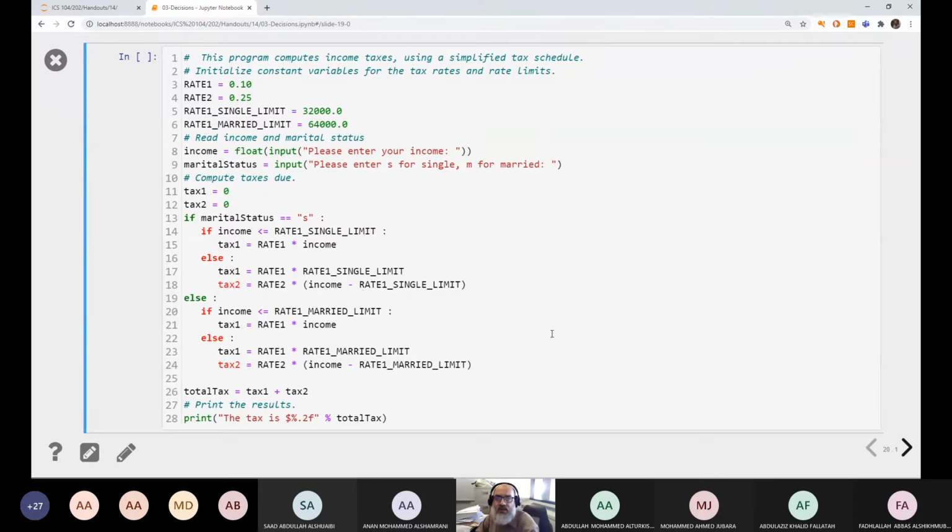So here it says this program computes income taxes using a simplified tax schedule. Initialize constant variables for the tax rates and rate limits. It says here rate 1 equals 0.10 and rate 2 is 0.25. And then we have rate 1 single limit equal to 32,000, rate 1 married limit equal to 64,000.